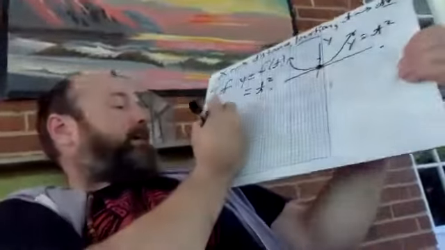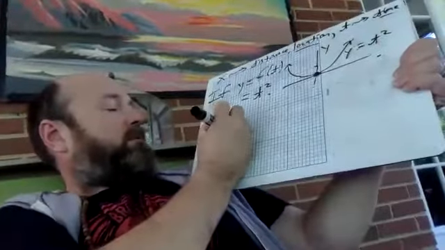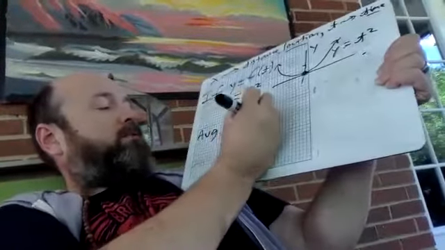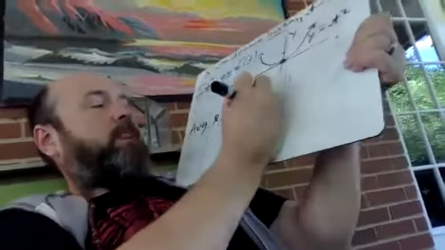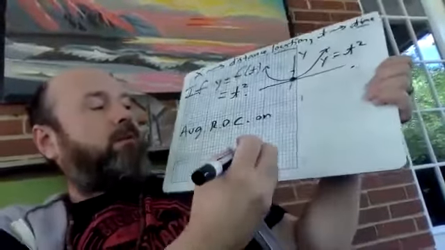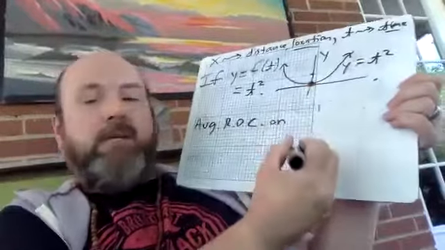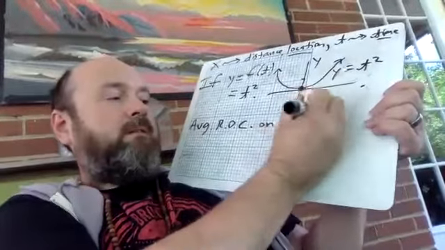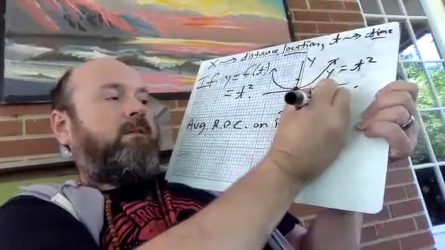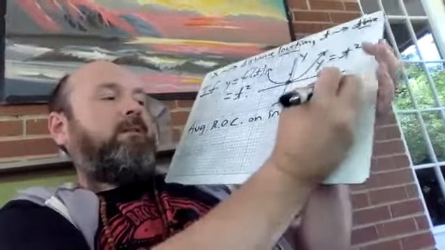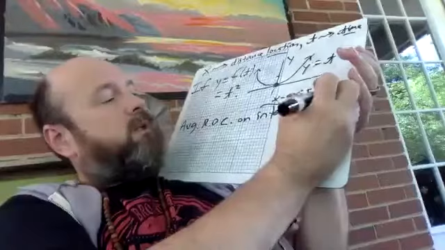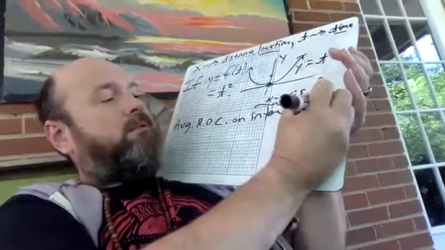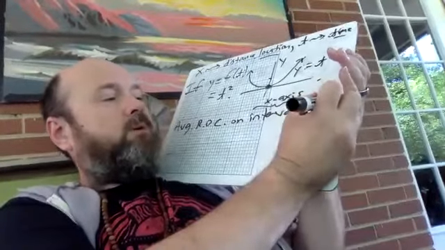Okay, so now let's find the average rate of change of this function on the interval. And when we talk about intervals, we usually mean on the x-axis. And let's go for the interval 0 to 1.